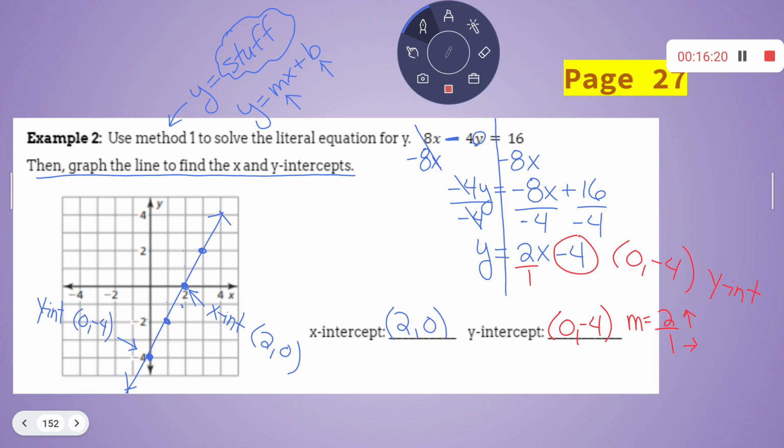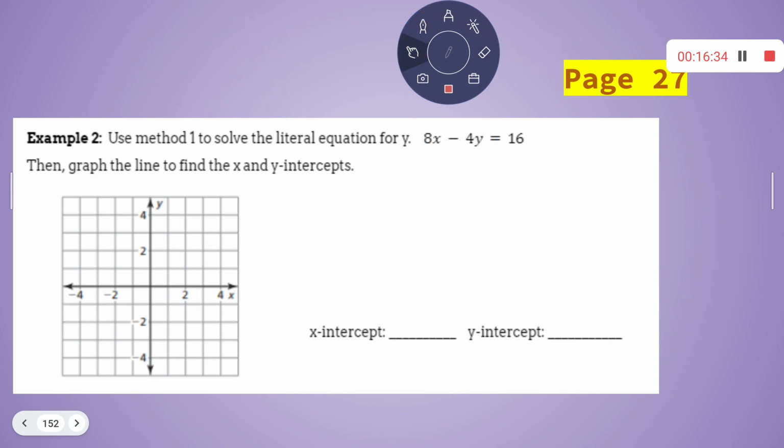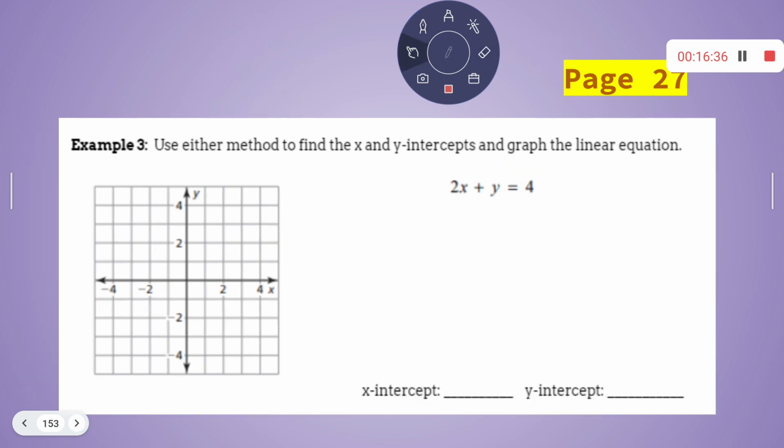Okay, I would like you to try example 3 by yourself. So I'm going to say example 3 in your notes is a your turn. Example 3 says use either method. So you can decide whether you want to find the x and y intercept or whether you want to put it in slope intercept form.